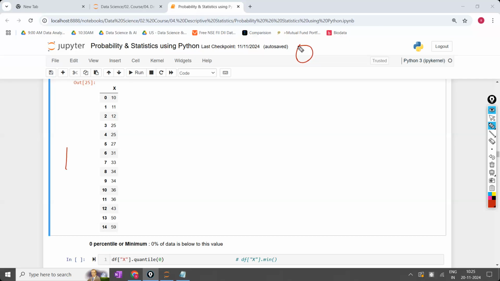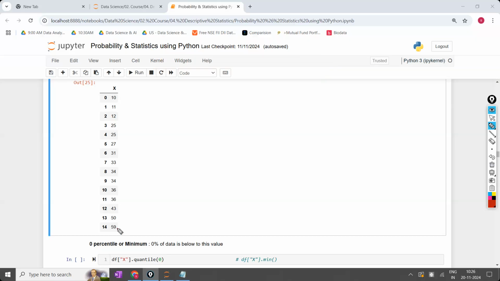Now, how many records are there below 10? For example, I want to calculate the percentile of the data point 10. How many data points are below this? 0 data points. 0 divided by 15 is 0, so it is called 0 percentile. Now, what is the maximum value? 59. Below 59, all the data points are below 59 only. 100% of the data is below 59, so it is called 100 percentile.